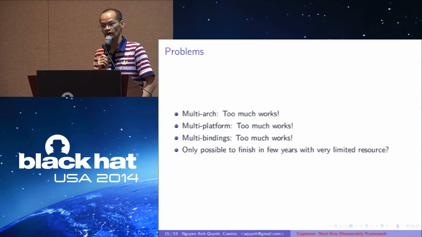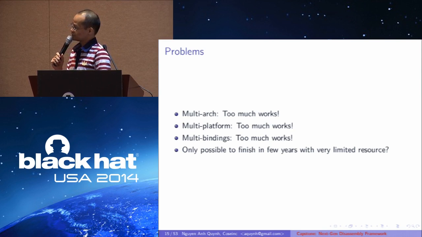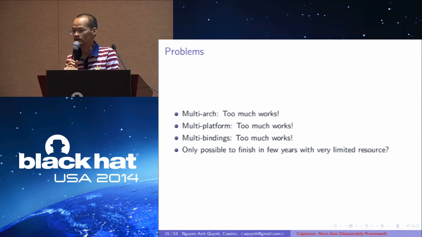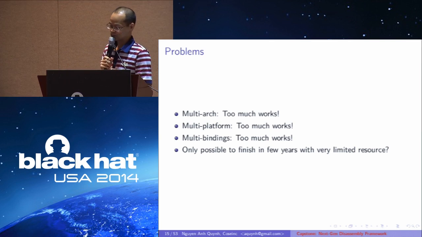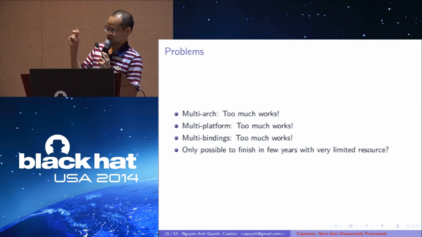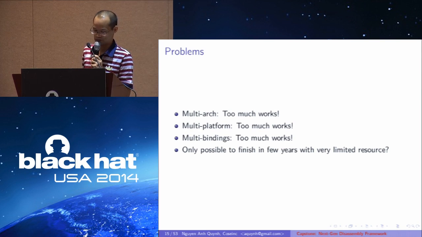Well, I set some goals for Capstone, but there were many problems. Multi-arch, too much work. In the last slide, you can see I listed some available engines, and some of them have like 10 years of history, and are still incomplete. Now we want multiple archs, not a single arch. Do you think how much time I would spend on that? Maybe the rest of my life, right? Multi-platform, also a lot of work. Multi-bindings, too much work. You need to support all those bindings, and you need to be good at all of those languages to build the bindings for them.